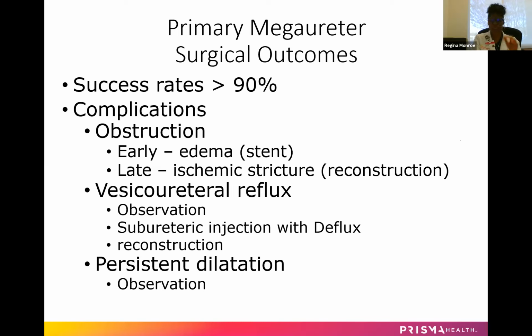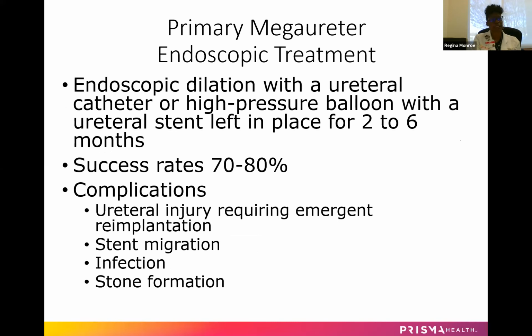Persistent dilatation, if it's not obstructive and the system is draining well, then observation is appropriate. In the last decade or so, folks have been talking about doing endoscopic dilatation with a ureteral catheter or high pressure balloon dilatation, where you put in a ureteral dilating balloon and dilate it until the waist is gone, usually leaving a stent in anywhere from 2 to 6 months. The success rate has been about 70 to 80%. In my own practice, I do not do this.